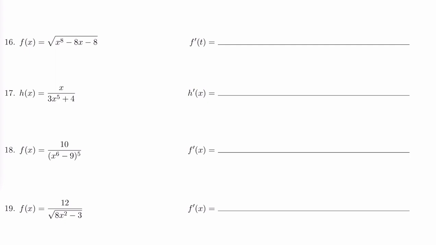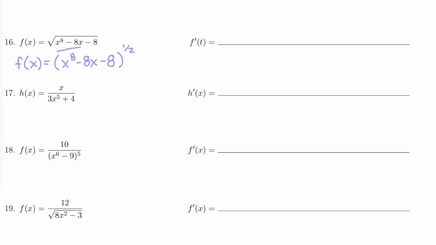So looking at this first one for number 16, I have a root, so I know I'm going to rewrite that. Whenever we see roots, they become fractional powers. It's a square root, so it's really a 1/2 power. So this is x to the 8th minus 8x minus 8 being raised to the 1/2. So this is our chain rule, more than just x to a power.